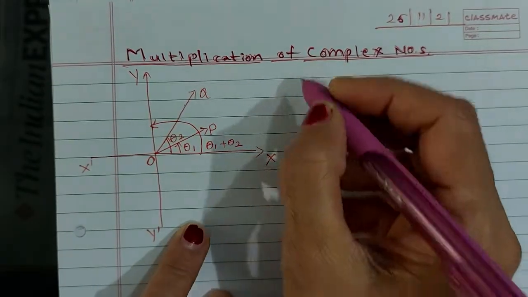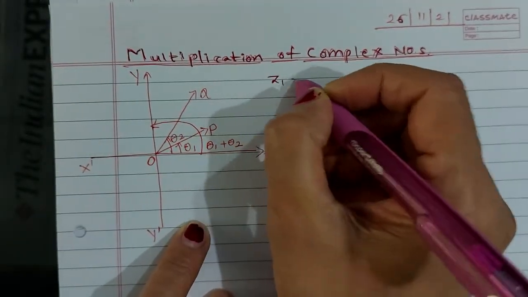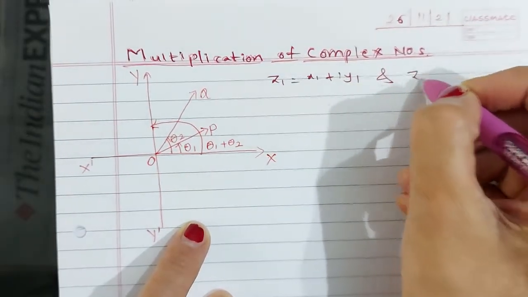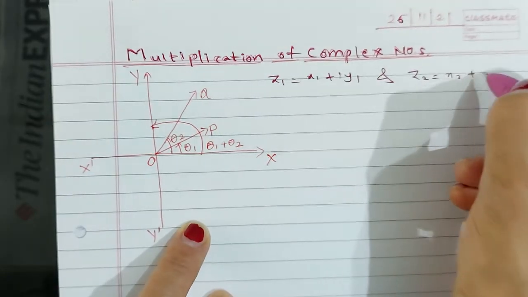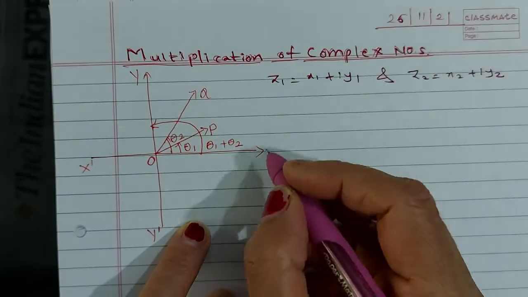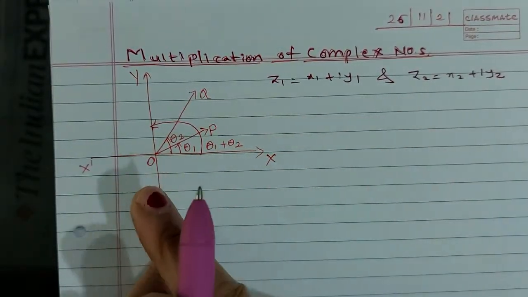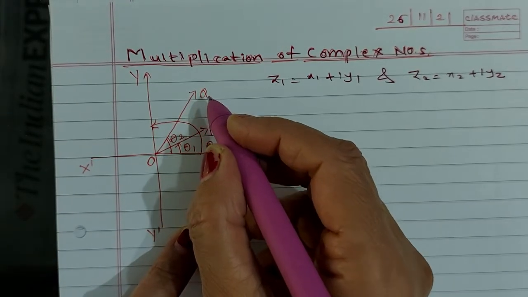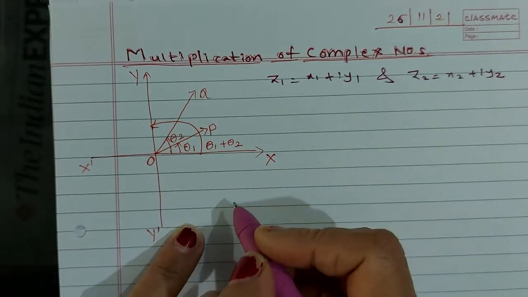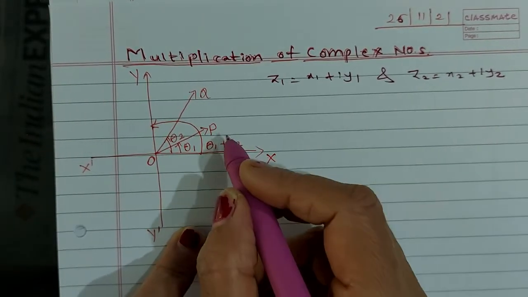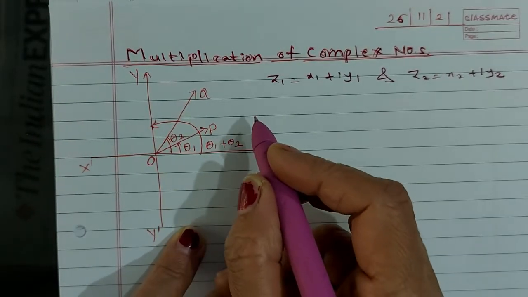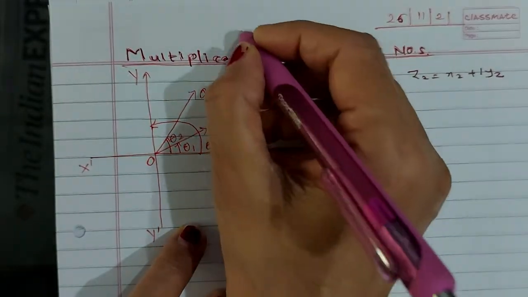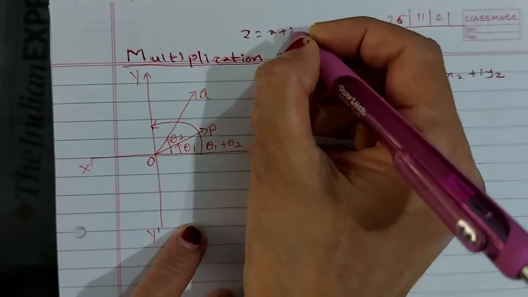Suppose we have the complex numbers z1 is equal to x1 plus iy1 and z2 is equal to x2 plus iy2. Now, how do I show these points on the Argand diagram? By the point P and by the point Q. Now I'll use my polar and exponential form. This is the normal form, because we said z is equal to x plus iy.